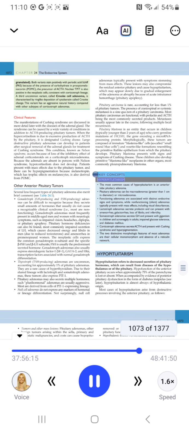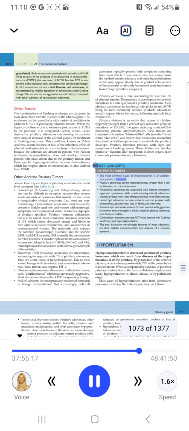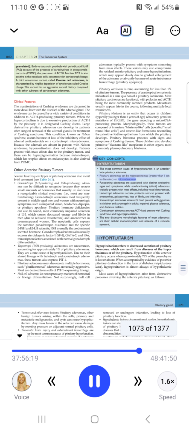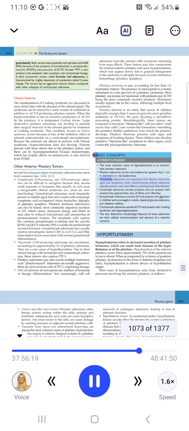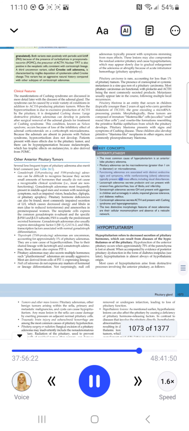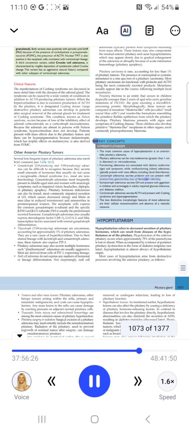Key concepts: hyperpituitarism. The most common cause of hyperpituitarism is an anterior lobe pituitary adenoma. Pituitary adenomas can be macroadenomas greater than 1 centimeter in diameter or microadenomas. Functioning adenomas are associated with distinct endocrine signs and symptoms, while non-functioning silent adenomas typically present with mass effects, including visual disturbances. Lactotroph adenomas secrete prolactin and can present with amenorrhea, galactorrhea, loss of libido, and infertility.